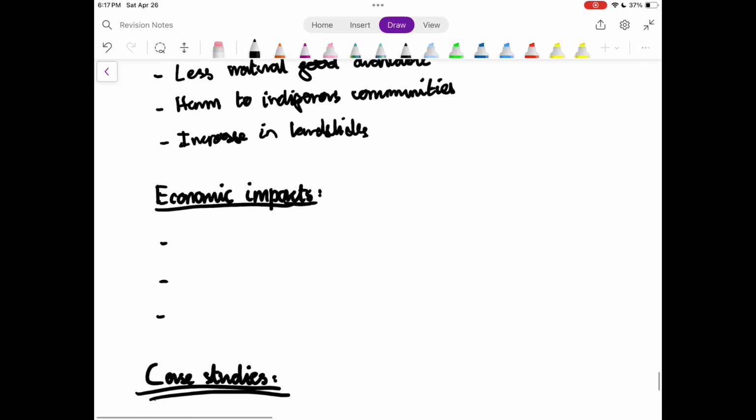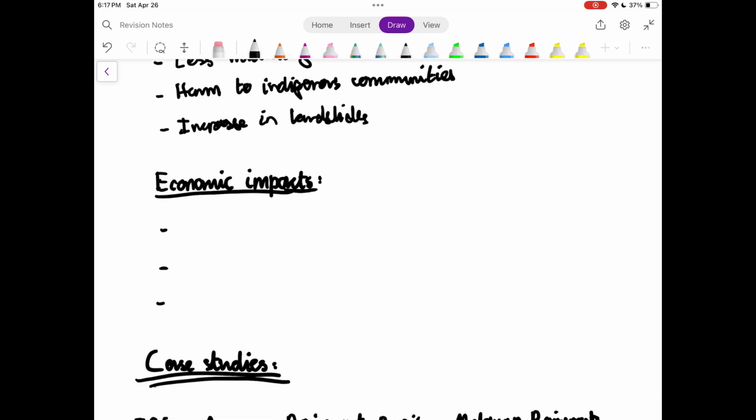And finally, we're going to be looking at the economic impacts. So one positive from this is that there are more jobs in mining, and this is because when land is cleared, there will be more mining, and therefore more people would be needed to extract raw material from the earth.